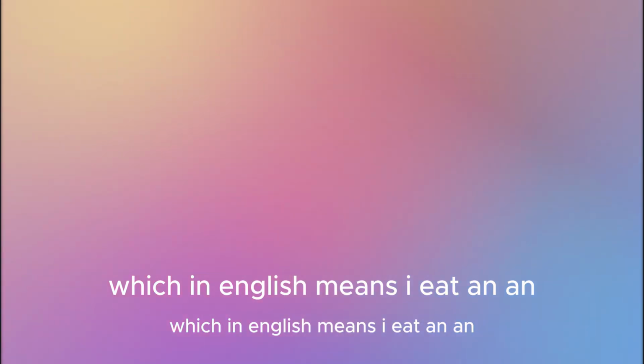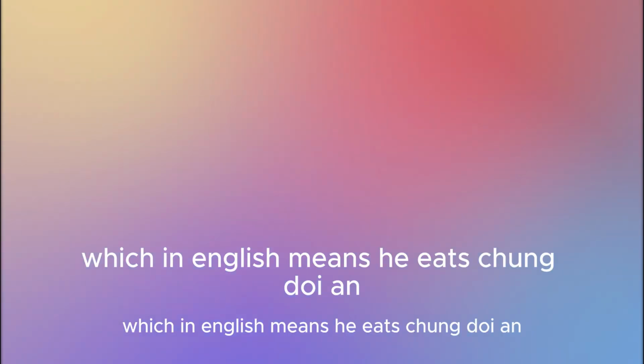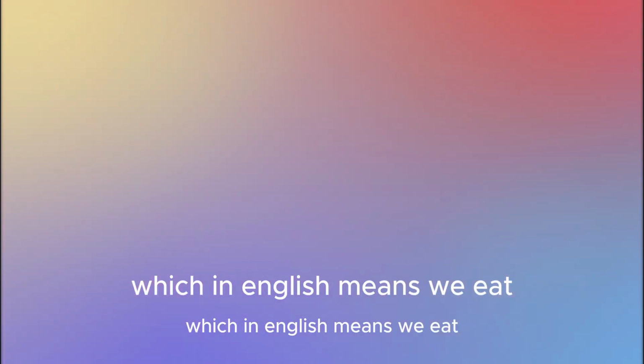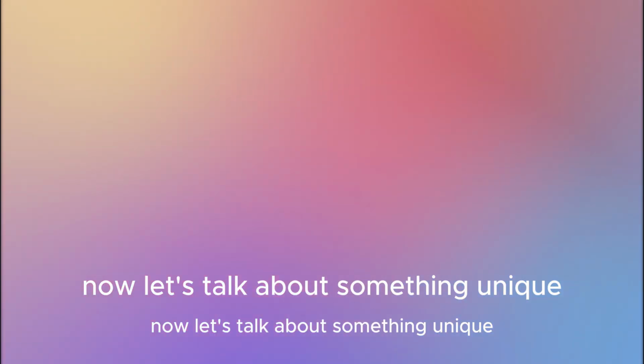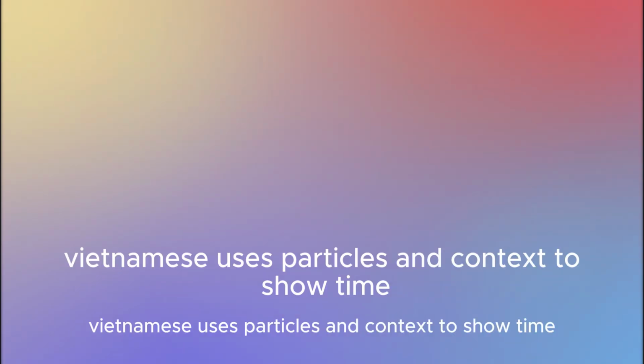For example, tôi ăn, which in English means I eat. Anh ăn, which in English means he eats. Chúng tôi ăn, which in English means we eat. The verb ăn stays the same. Now let's talk about something unique. Vietnamese uses particles and context to show time.